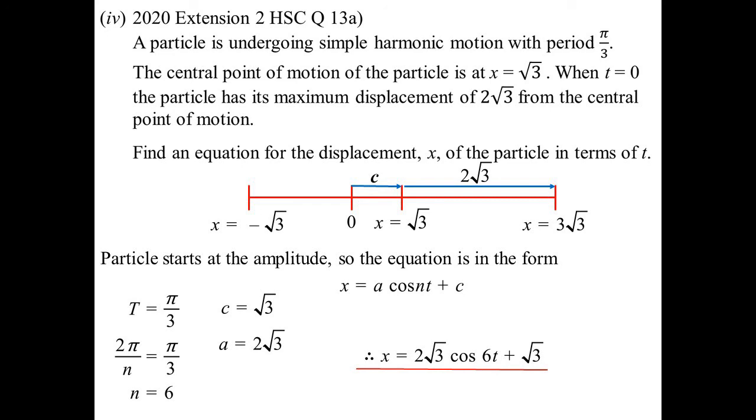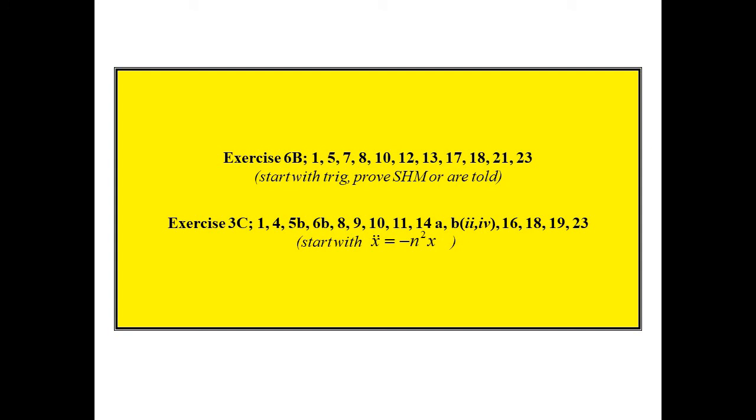So, was that harder than what it used to be in Extension 1? No, not a heck of a lot. There was a bit more thought, I suppose, because of the movement of the centre and what have you. 6b, in that exercise you'll probably find they're starting with the trig and then go and prove it's simple harmonic motion, unless you're told it's already in simple harmonic motion. C is the one where it starts at the other end.